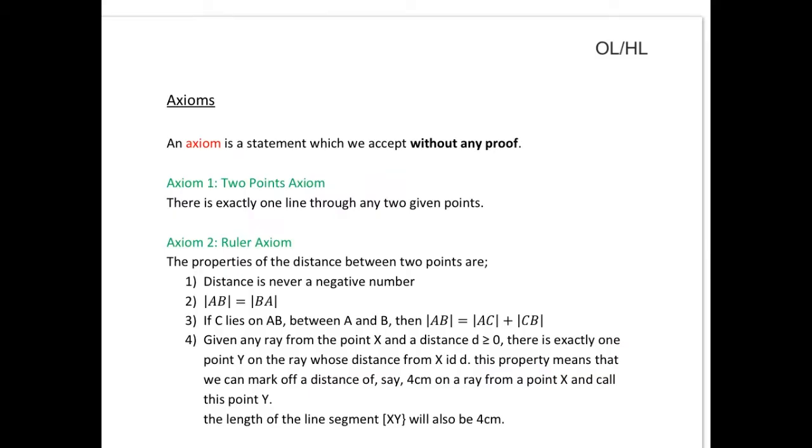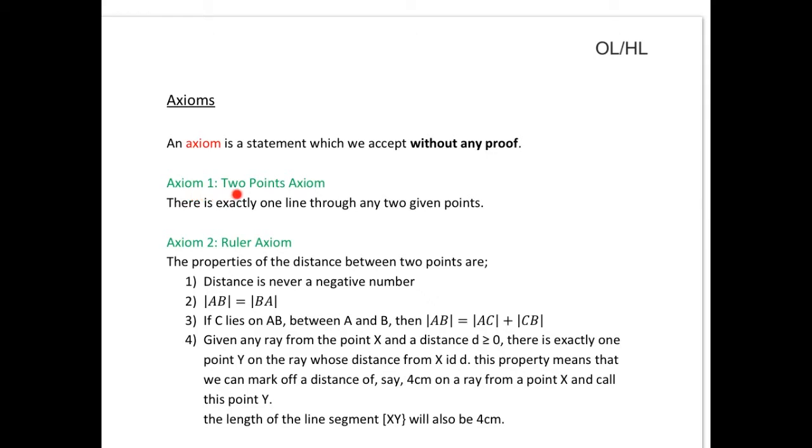In this video, I'm going to be talking a little bit about axioms. So first of all, what is an axiom? An axiom is a statement which we accept without any mathematical proof. So it's not like a theorem where, for example, we can have the proof for, say, Pythagoras' theorem or any other theorem you might know from your course. The axioms are things that we accept without any proof. And a few axioms are listed here below.